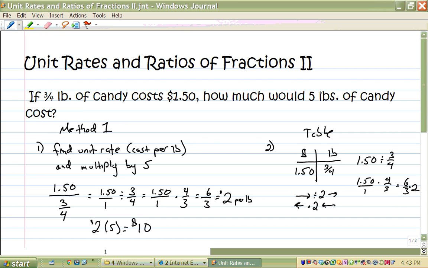So then what am I trying to figure out? For 5 pounds, so I put in 5 here. This little cheat sheet on the bottom says I multiply by 2. That means that this would be 10.